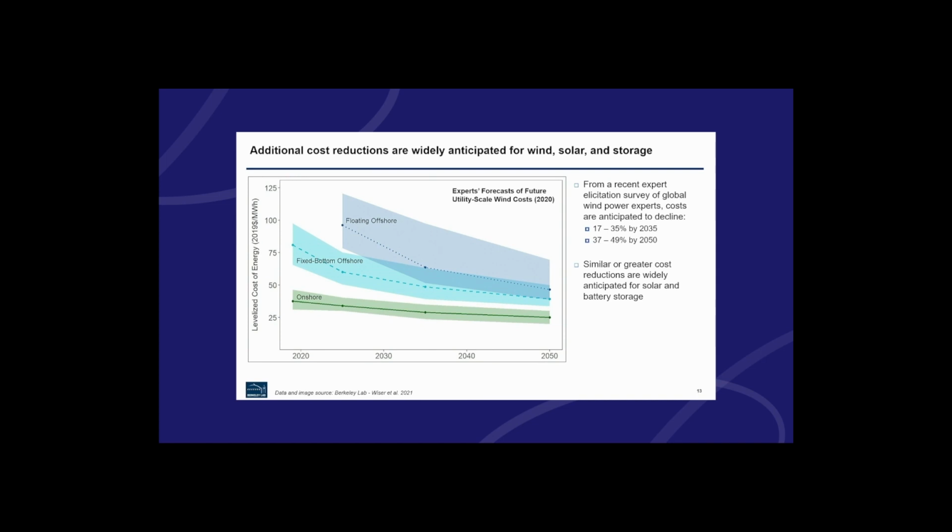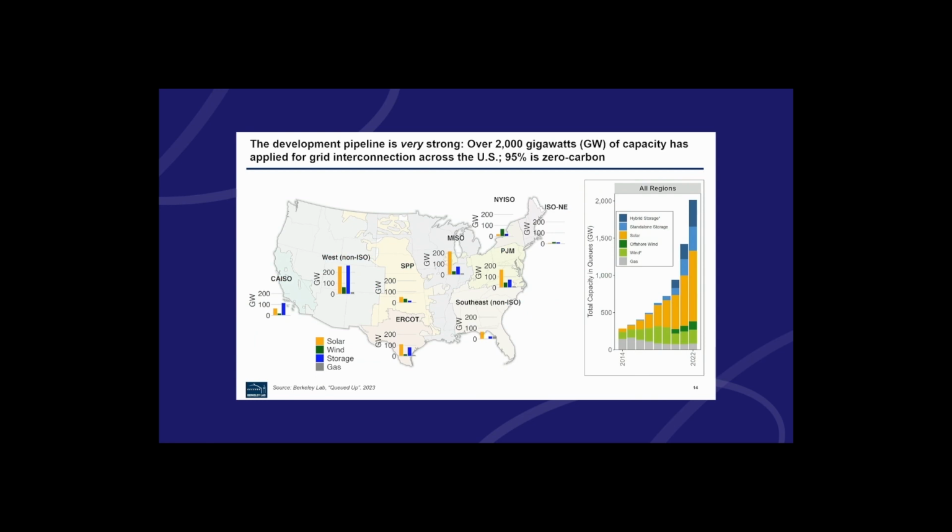You can see offshore wind energy declining a little bit, about 17% by 2035, and fixed bottom offshore and floating offshore wind energy declining rapidly in that time frame. So, closer to 35% cost decline by 2035. And I want to emphasize that similar or greater cost reductions are widely anticipated for solar and storage, though I don't have time to get into that today.